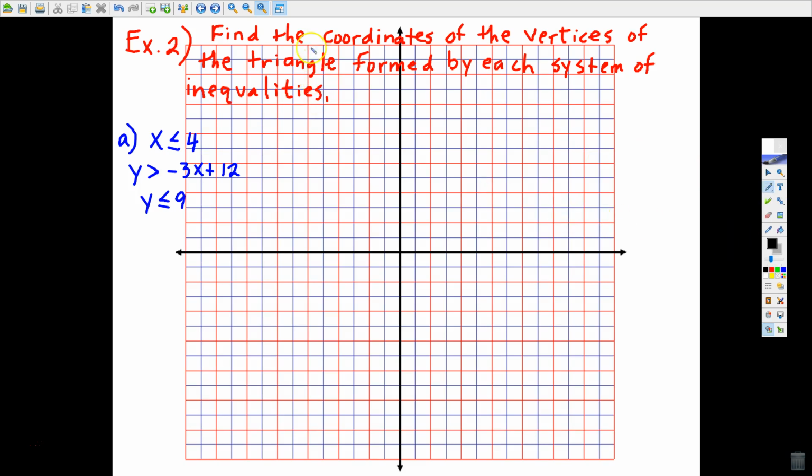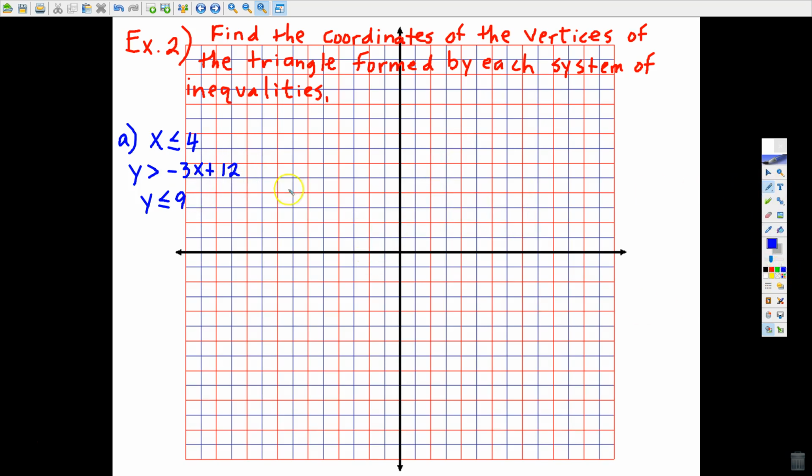So here we go. Let's try this a little different. It's just 3 inequalities that need to be graphed, and it's going to form a triangle, and we'll be shading based on these inequalities. So if we do it right, we'll be shading inside the triangle, and then it's our job to identify the vertices. That's those 3 points on the outside of the triangle. So here's what that looks like.